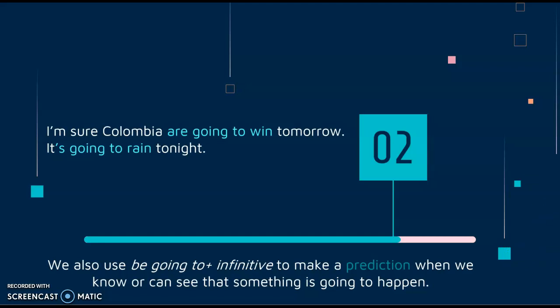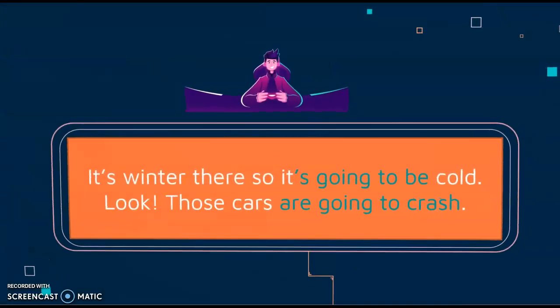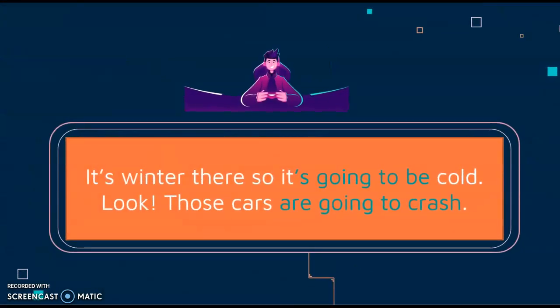Let's take a look at two more examples. It's winter there, so it's going to be cold. We know that it's winter, and as a result, it's going to be cold. There we have the evidence. We know that's going to happen. Look, those cars are going to crash. I'm on the scene. I can see the two cars, so I know what the result is going to be.